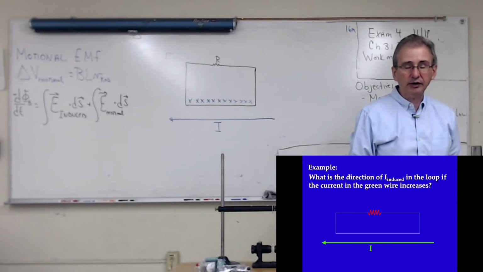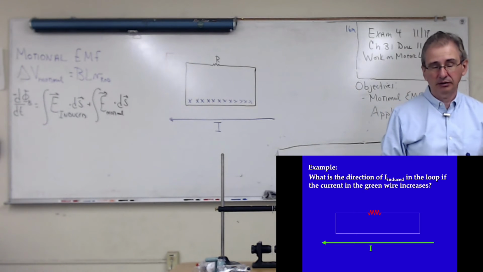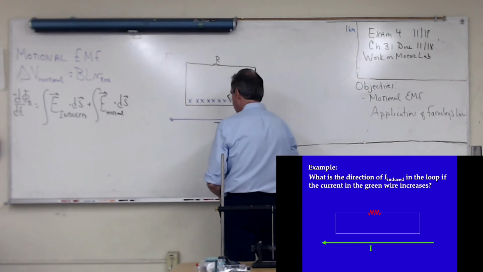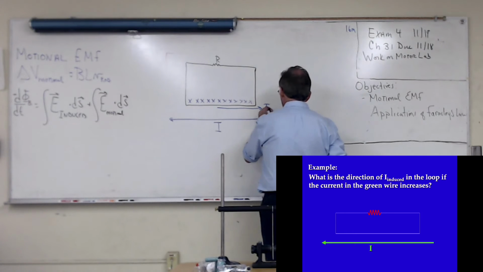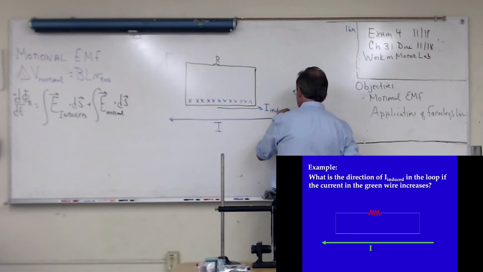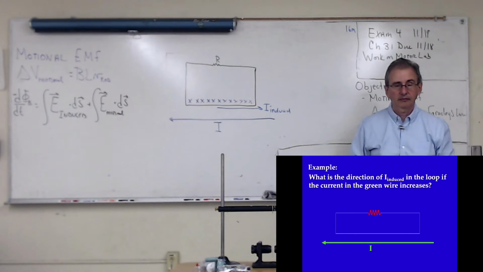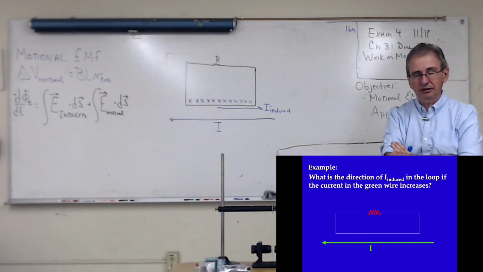The induced current wants to oppose that increase in flux that's into the board. So the induced current is going to produce a magnetic field out of the board to oppose the increase in flux. And so I induced is this way. We're okay with that?